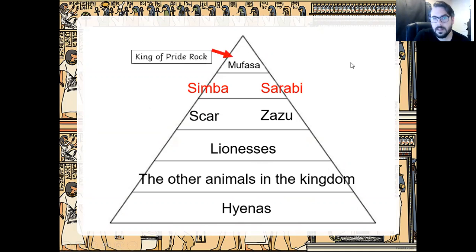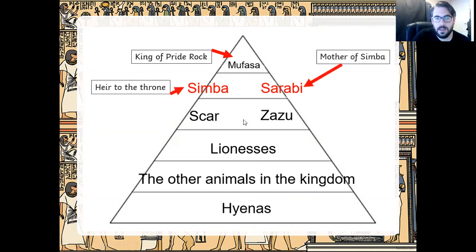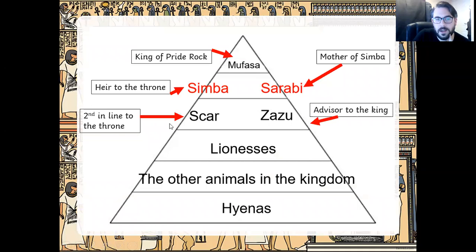Mufasa is the king of Pride Rock, he's the king of this film. Next, we've got Simba, who's heir to the throne, which means if Mufasa was no longer king, no spoilers here, Simba would be the king of Pride Rock. We have Sarabi, the mother of Simba, who must protect Simba. On the next layer down, we've got Scar, second in line to the throne. So if Simba's no longer around, it will be Scar.